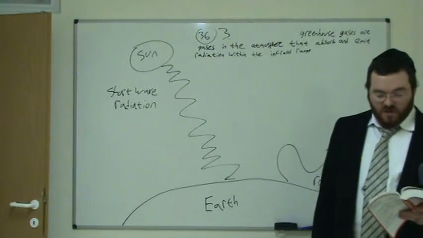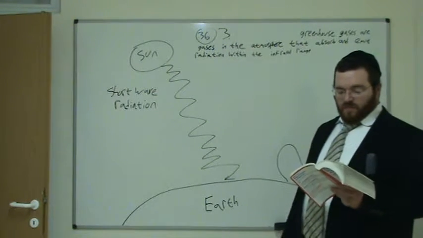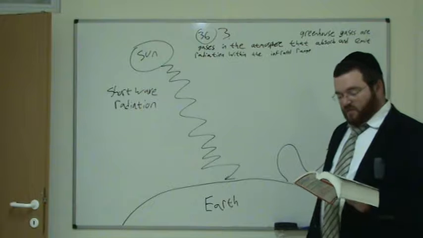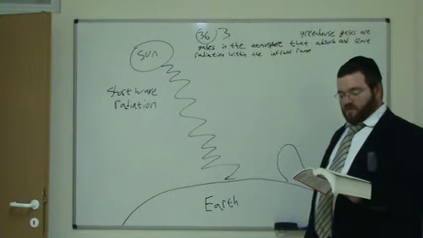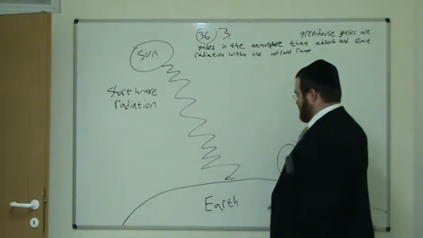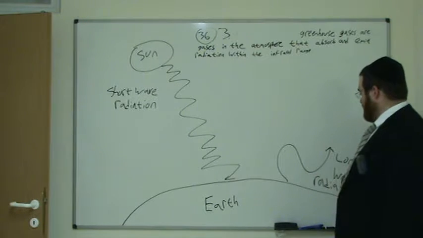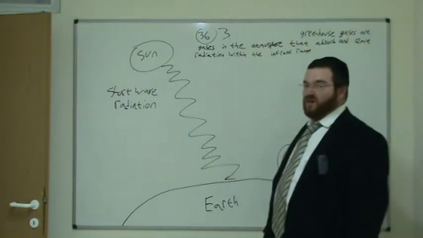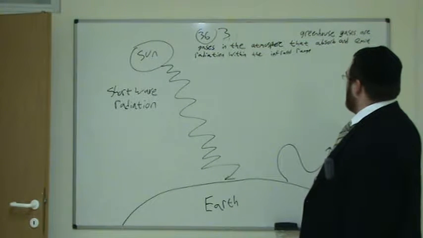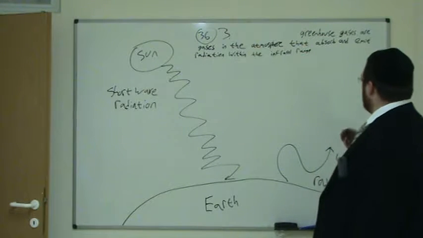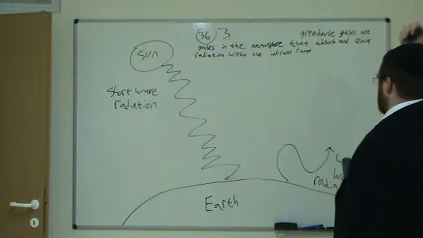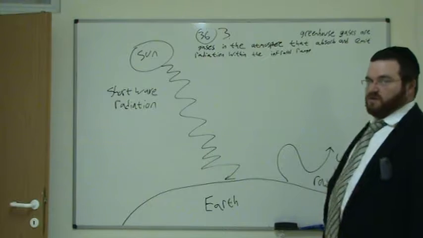Question 36 and 37. Base your answers to questions 36 and 37 on the diagram below, which represents the greenhouse effect in which heat energy is trapped in the Earth's atmosphere. So here's the sun, and here's the shortwave radiation going down from the sun. It hits the Earth's atmosphere, and coming up from the Earth is long-wave radiation. Well, we know that greenhouse gases are gases in the atmosphere that absorb and emit radiation within the infrared range.